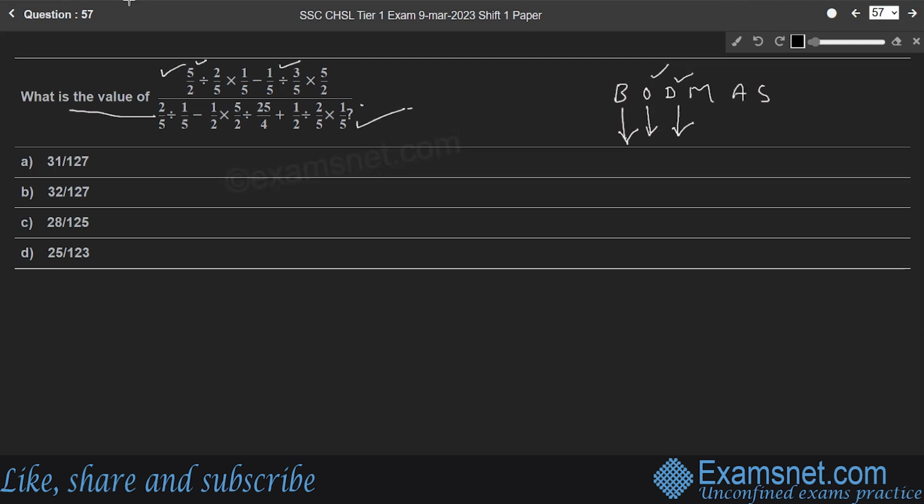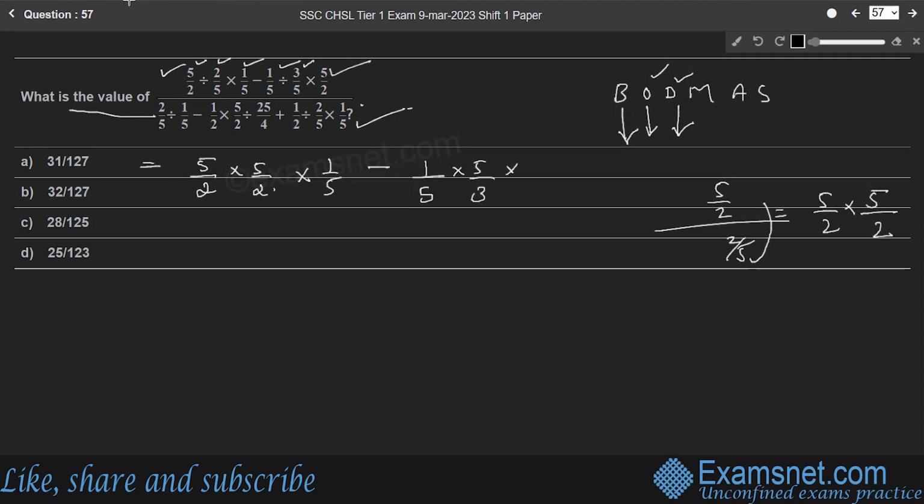We'll start with division. So we'll start with the numerator part: 5 by 2 divided by 2 by 5, which is nothing but 5 by 2 into 5 by 2. So 5 by 2 whole divided by 2 by 5 is equal to 5 by 2 into 5 by 2, and the denominator of the denominator goes to the numerator. Divided by 2, so it is 5 by 2 into 5 by 2 into 1 by 5. Then minus, consider only the division part, so minus 1 by 5 divided by 3 by 5 becomes into 5 by 3, into the last one, 5 by 2, whole divided by.